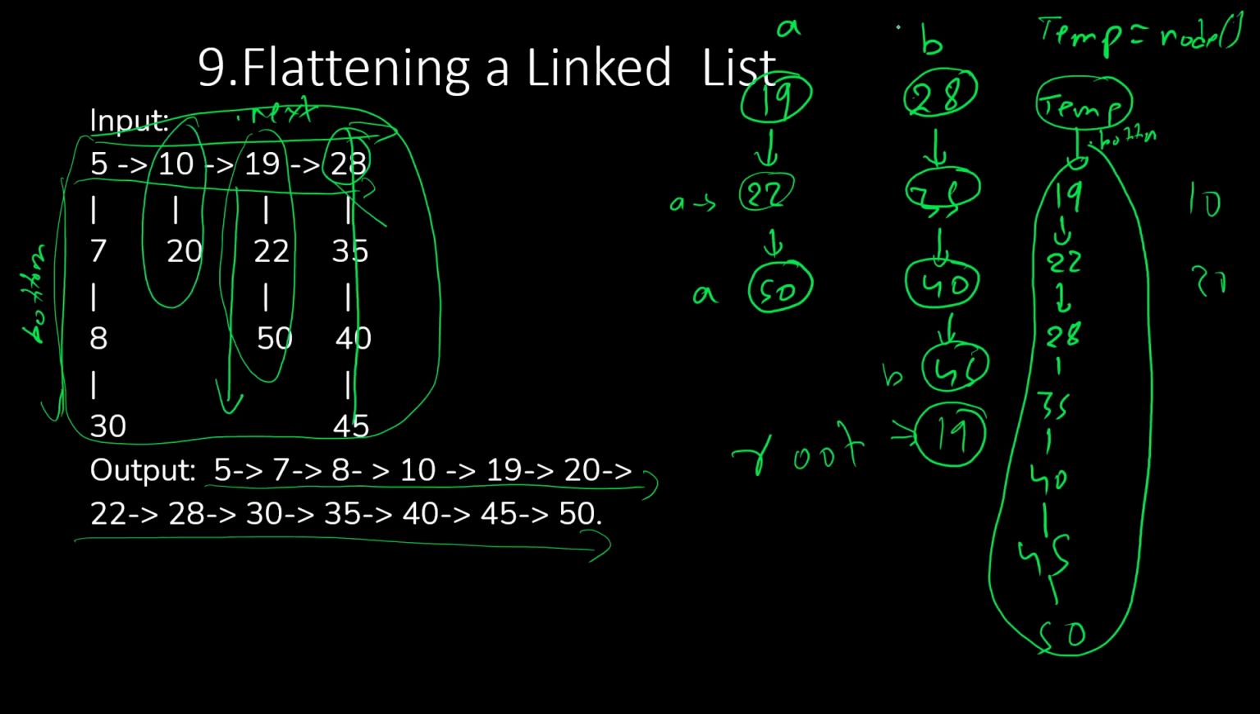Okay, now the same method that we have applied will apply to this list also. And it will happen recursively one by one. In that way we will get the output 5, 7, 8, 10, 19, 20. I hope you have understood the approach. If you haven't understood the approach, let's go into the coding section.